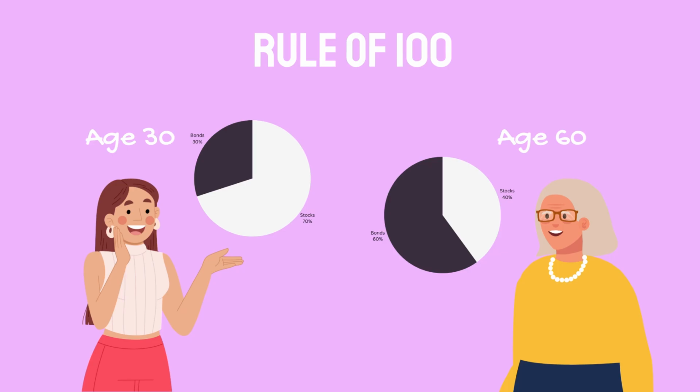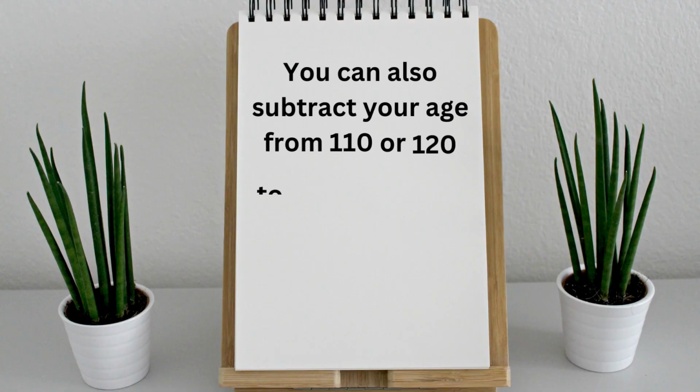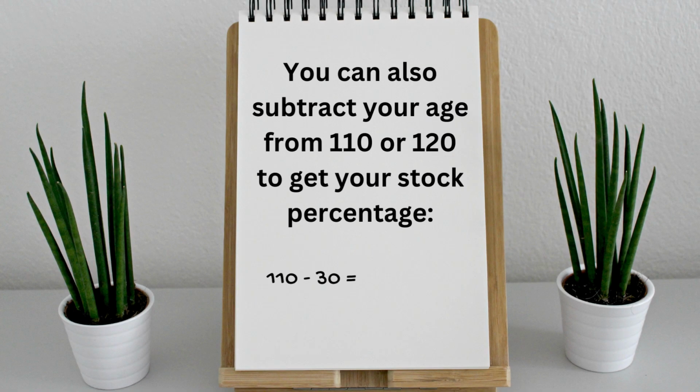To account for longer life expectancies though, some people prefer to use a modified version of that rule by subtracting your age from 110 or 120 instead.